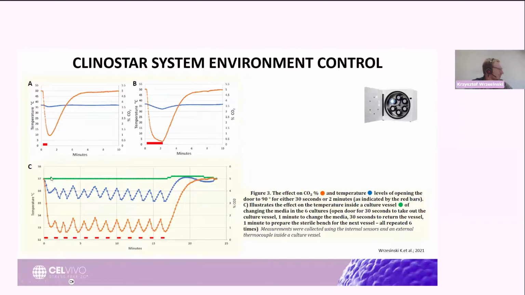What is very important is this green line here, because this is the experiment where we are opening the doors quite many times, and you can see the recovery of the CO2 and temperature. But what is important, when you measure those parameters inside the Clino reactor vessels, you have a very, very stable environment. So the cells in the Clino reactors are not affected by the opening of our system.